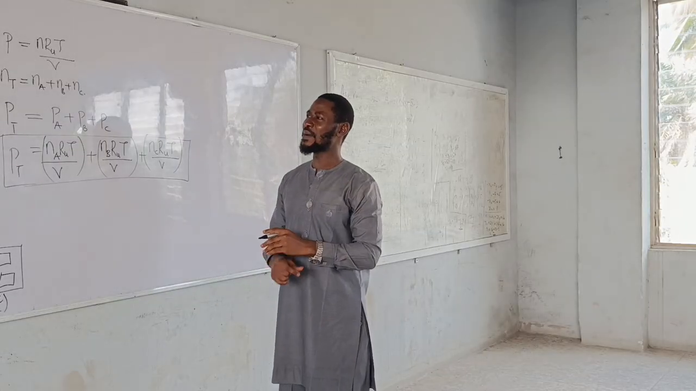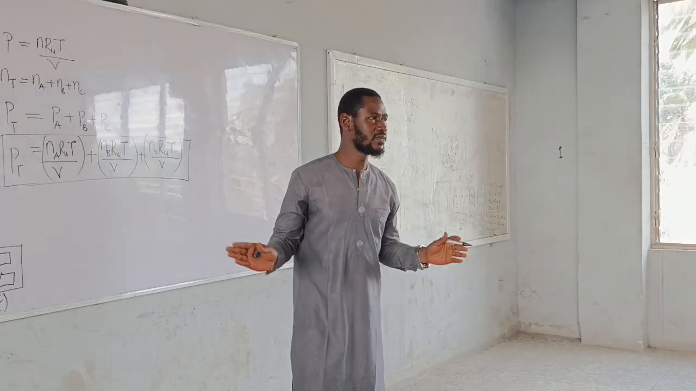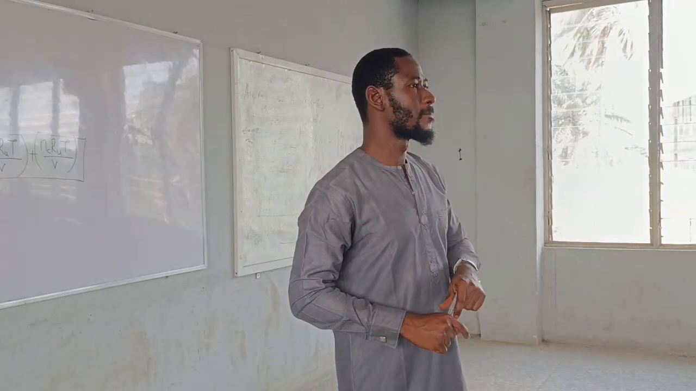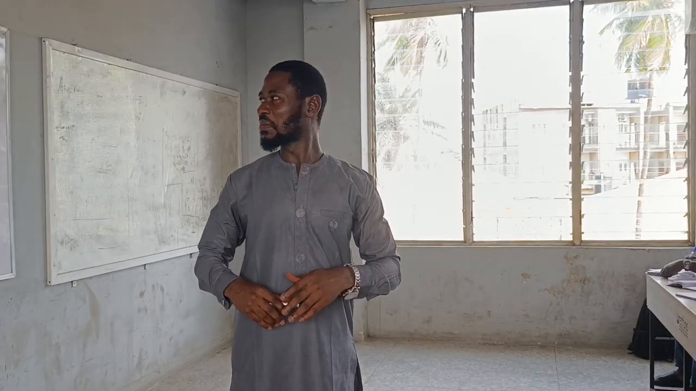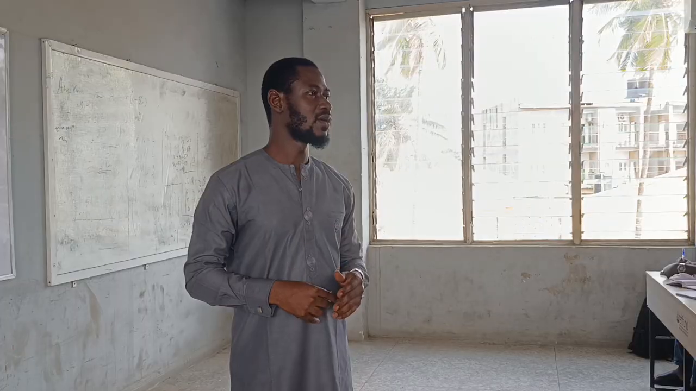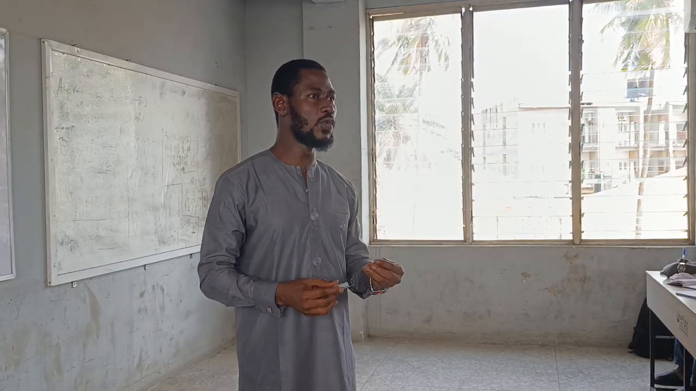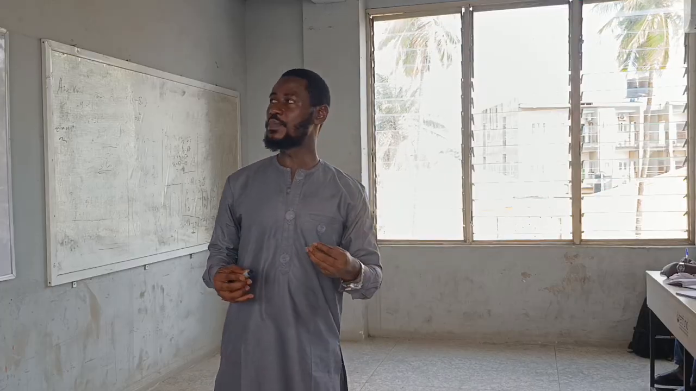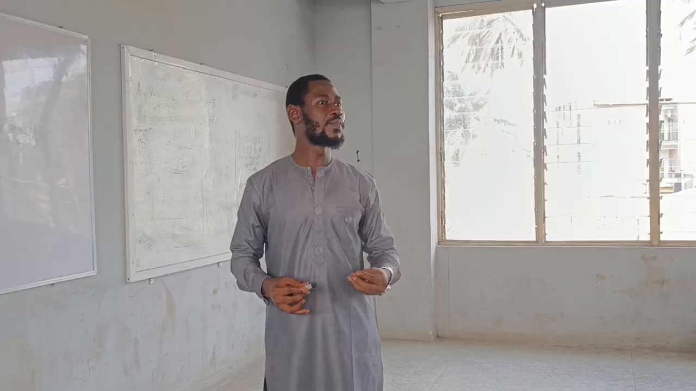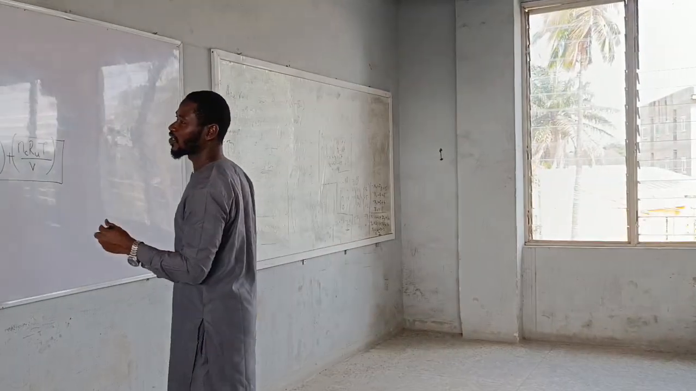The second one is the Amagat model. The Amagat model follows the same way as Dalton's law of partial pressure, and Dalton's law and Amagat's law are closely related with the ideal gas equation. How do we state Amagat's law? Amagat's law states that the total volume of a mixture is the sum of its partial volumes present in the mixture. So let me just use a small schematic in illustrating this.